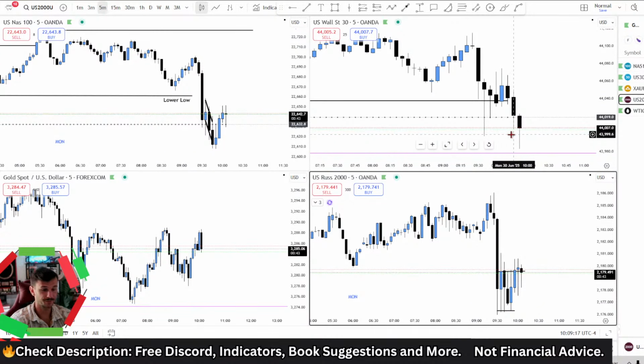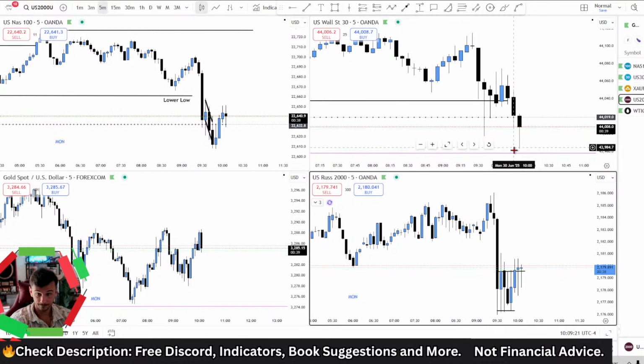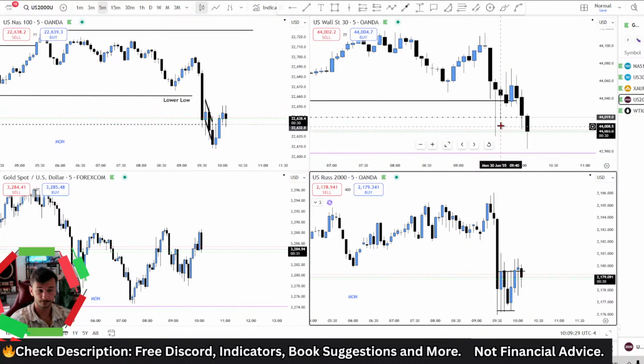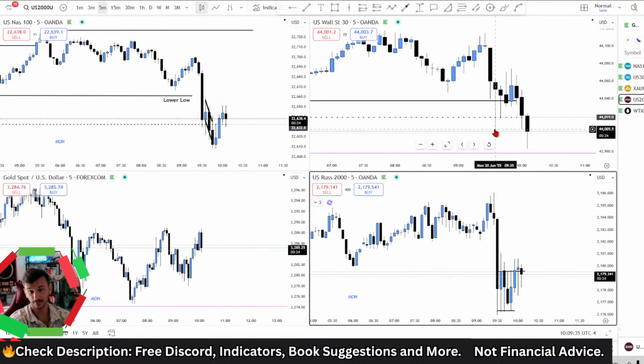Still rocking this consolidation. We've got bars pushing down and closing lower, but we're still in between a high and a low. And out of everything, US 30 was also the one that I liked the least because it came down and hit my target before I could even get in.